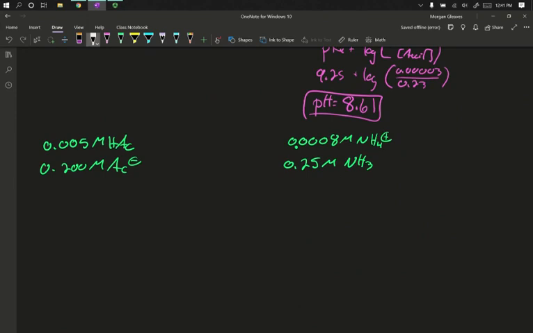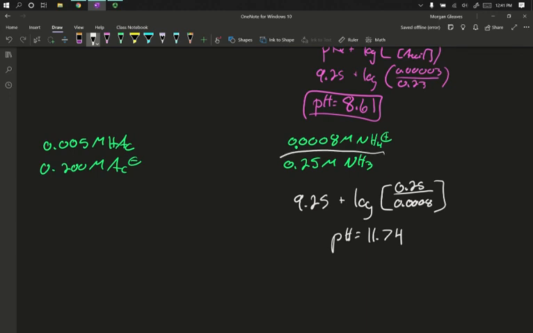Let's try a second mixture. Let's invert this a bit. Slightly different values, but way more base than we have acid. 9.25 plus the log. In this case, it's 0.25 for the base and 0.0008 for the acid. And we find that the pH is equal to 11.74. Well, that's more than 9.25, but I don't have equal amounts of acid and base. I have substantially more of the conjugate base, so I should be more basic, and that's what we calculate.